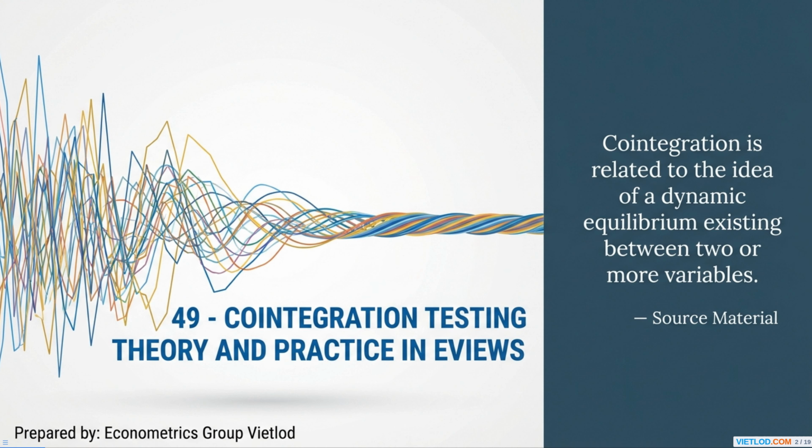Imagine a person walking a dog on a leash. Both the person and the dog might wander around, but they won't drift infinitely far apart because the leash keeps them together. This leash is like the cointegrating relationship. So, why is this concept of staying together so crucial in econometrics? Let's delve into the risks of ignoring it.